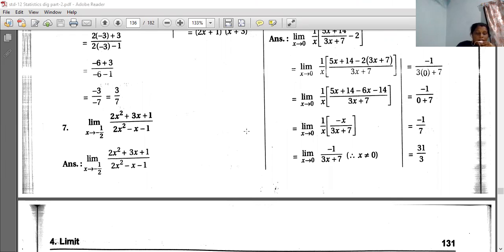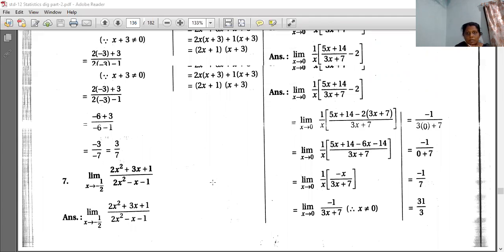the fraction one. In limit values with fractions, there is a bit of complication for those who do not know LCM at all, right. Then the limit x tends to -1/2. Then the question is 2x square plus 3x plus 1 upon 2x square minus x minus 1. Now, this I told you. Here the question is limit x tends to -1/2 of 2x square plus 3x plus 1 upon 2x square minus x minus 1. Okay, so see the solution.